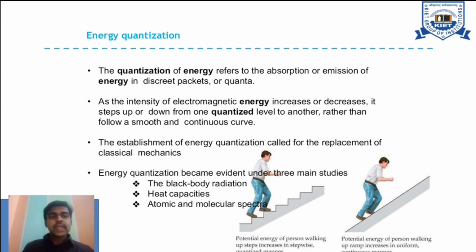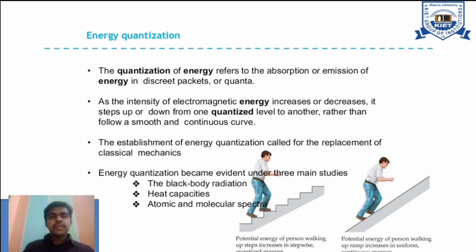Potential energy, look at the example. The potential energy of a person walking up steps increases stepwise, in a quantized manner. The potential energy of a person walking up a ramp increases uniformly, in a continuous manner. Look at the stairs, whether he is climbing one by one or going slantingly. So it depends how the energy quantization becomes evident under three major categories.